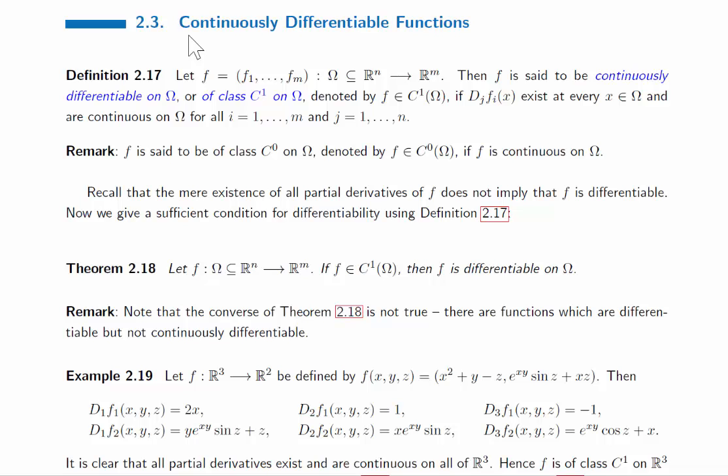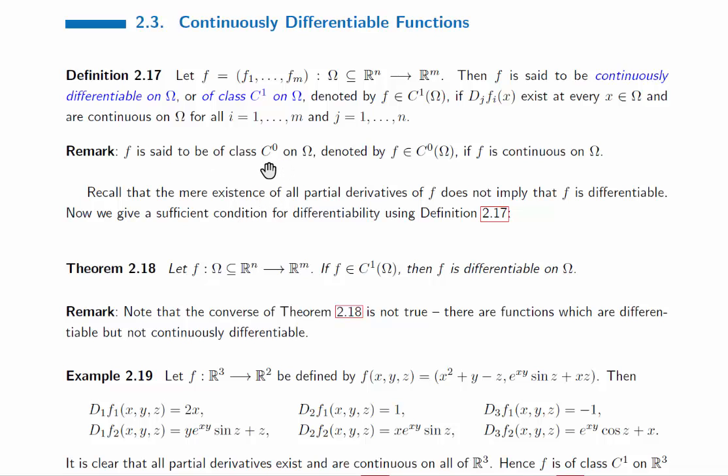In this video, we will discuss the last section of Chapter 2 about continuously differentiable functions. Now, as usual, let f be a function from Omega to R^m, where Omega is a subset of R^n, and f is said to be continuously differentiable on Omega, or of class C1 on Omega, if all the partial derivatives of each component function exist at every point in Omega and are continuous on Omega. And we use this notation to denote the set of all C1 functions on Omega.